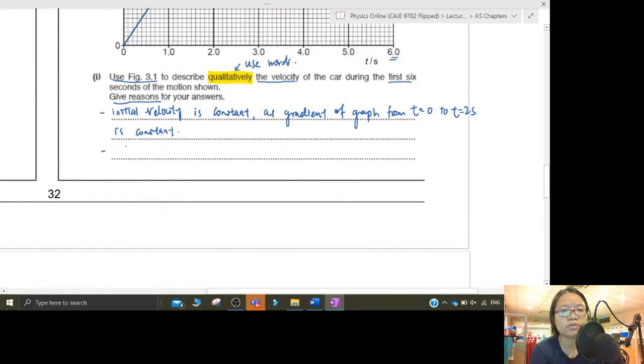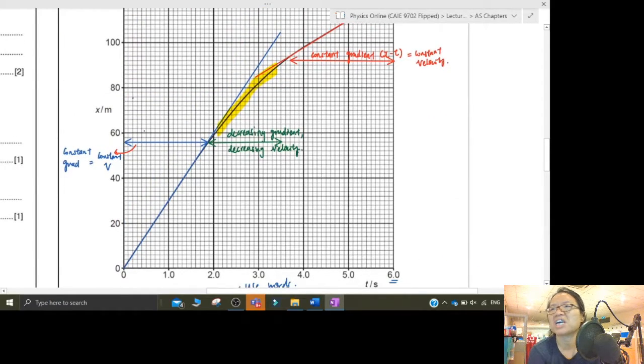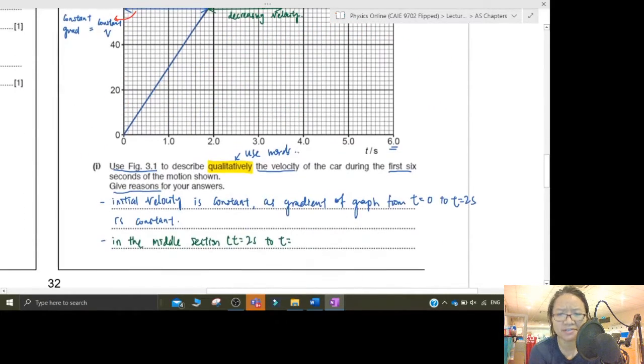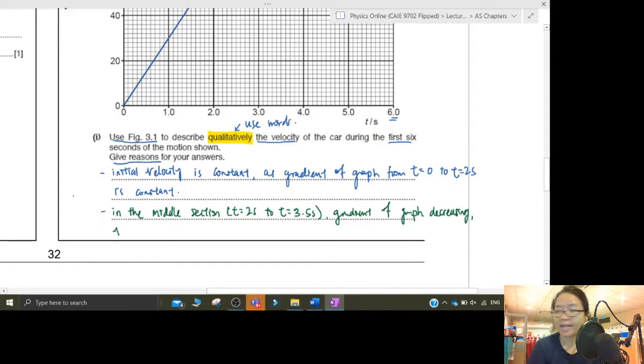Okay, moving on. Then you can see for the center part, the middle portion, the middle section. If you want, you can say roughly from 2 seconds to, I don't know, about 3.5-ish. The actual statement of time is not needed. You can say the middle section. That's okay. The gradient of the graph is decreasing, and hence the velocity is decreasing. 1 mark. Last mark, final velocity.